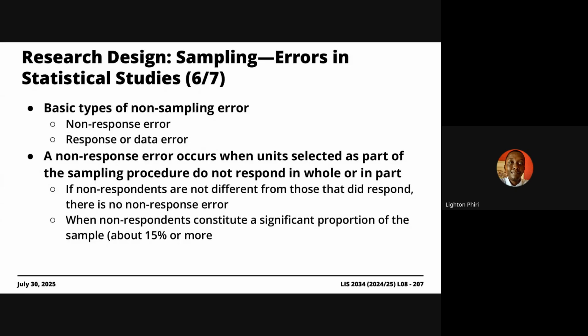So you have a situation where you identify an appropriate sample from the population, but then you're sitting there and there are fewer responses than expected, right? You're more likely to experience these non-sampling errors.